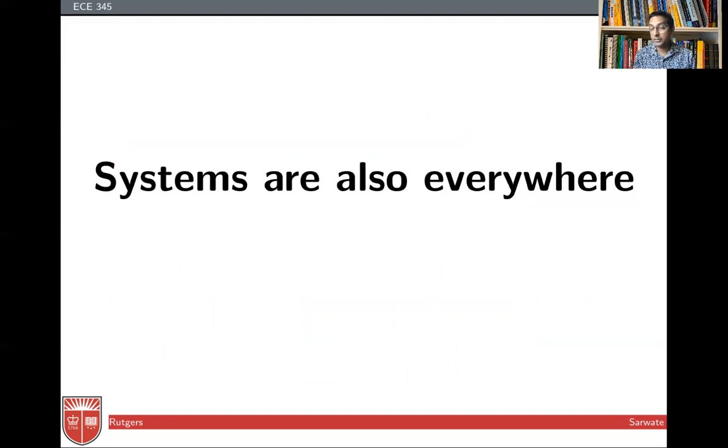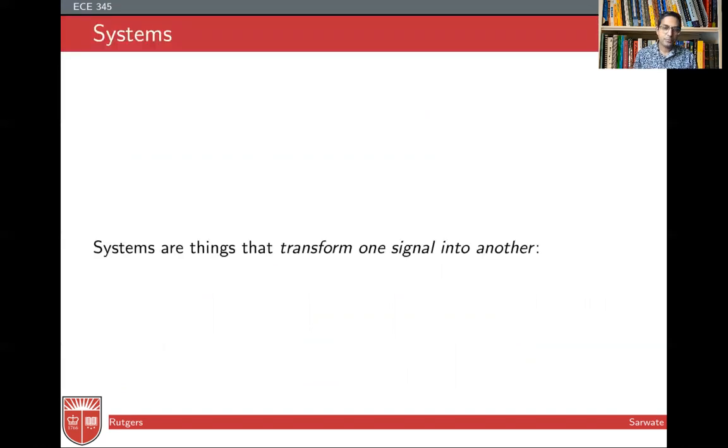So that was signals. What about systems? Systems are also everywhere. And systems maybe are a little bit less easy to think about. People think about different types of words when they hear the word system, much like signal. It's kind of an overloaded concept in English. But for this class, we can think of systems as things that transform one signal to another, right? So it's a box that takes a signal in and then produces a signal at the output. And we're interested in what the box is doing.